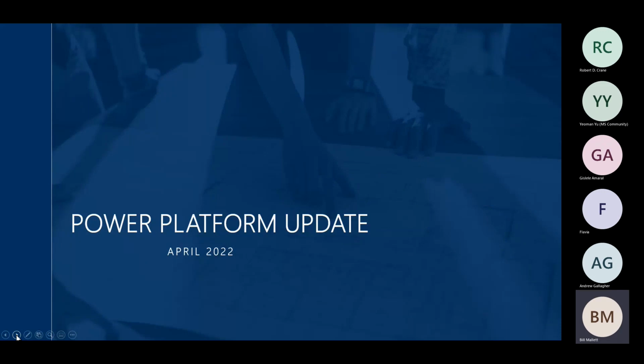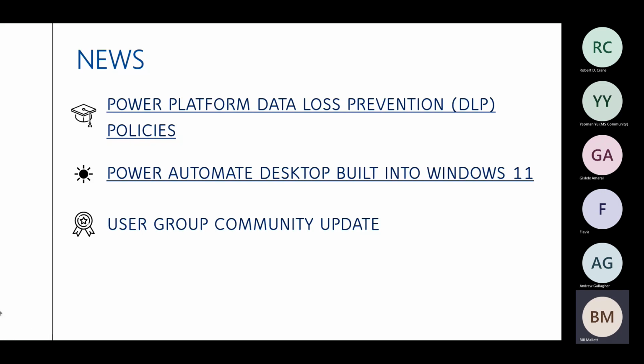So that brings us on to our April 22 Power Platform update. And I believe Andrew has the first lot of news for us. Thank you, Bill. My news that I want to talk about is that Microsoft are introducing DLP, or data loss prevention policies, into the Power Platform.